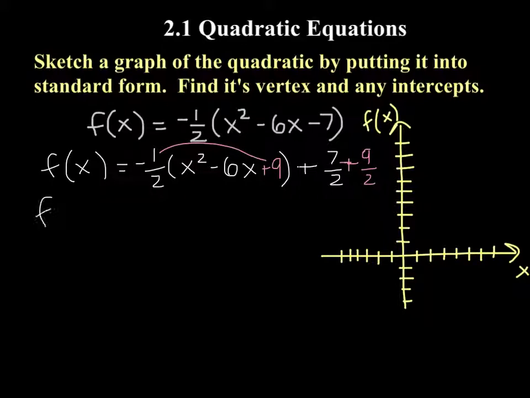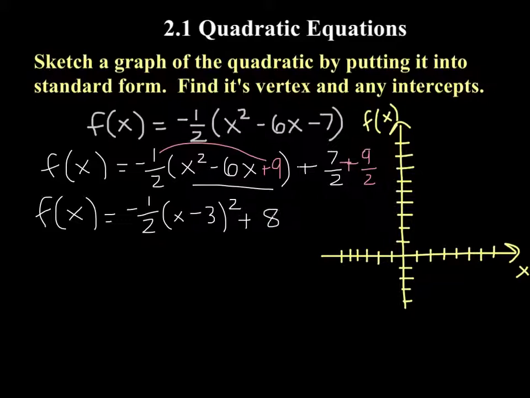I'm going to rewrite it in standard form now. So negative 1/2 times x minus 3 squared. That's what this factors into, a perfect square trinomial. And then on the outside, you get 18/2, which is 9. I'm sorry, you get 16/2, that's what I meant, which is 8.